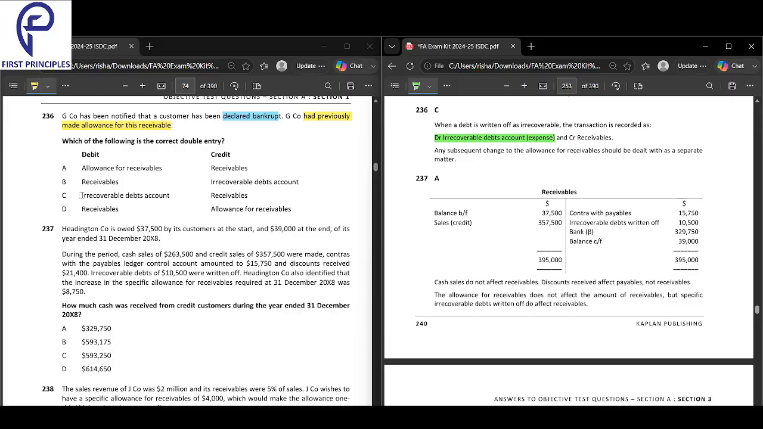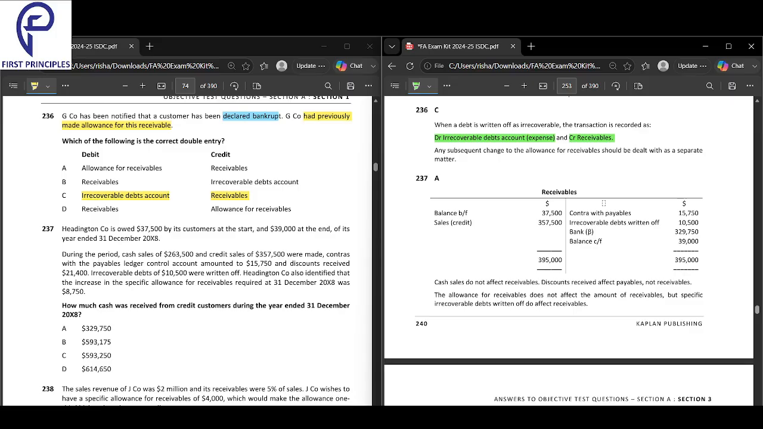So an irrecoverable debt account is an expense for us, because assets and expenses are debited. So irrecoverable debts account as an expense we record as a debit, and we reduce our receivables. Before, we had already made the allowance, so that would have previously reduced a receivable. Now, whatever reduced receivable is there, we are writing that off as well.